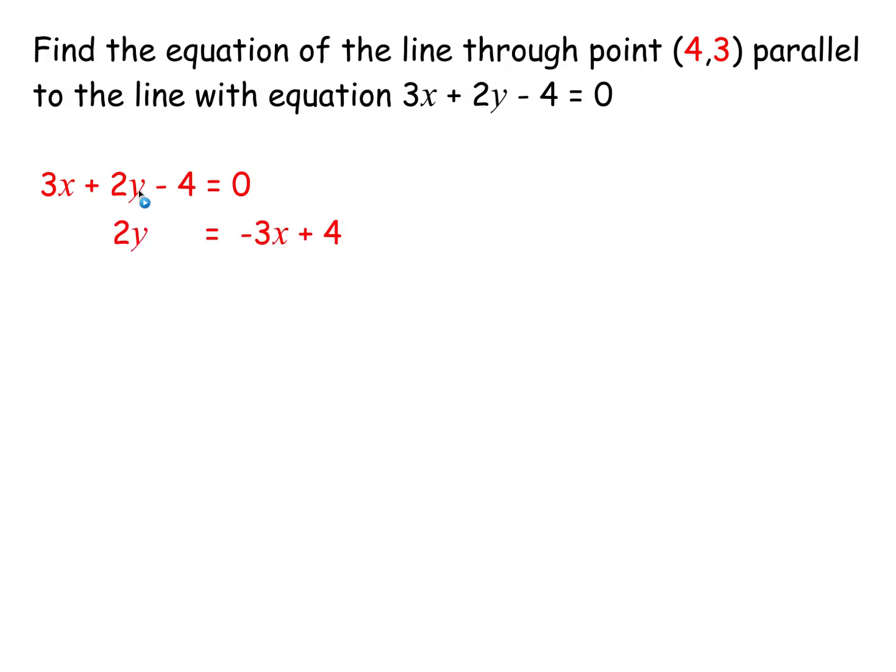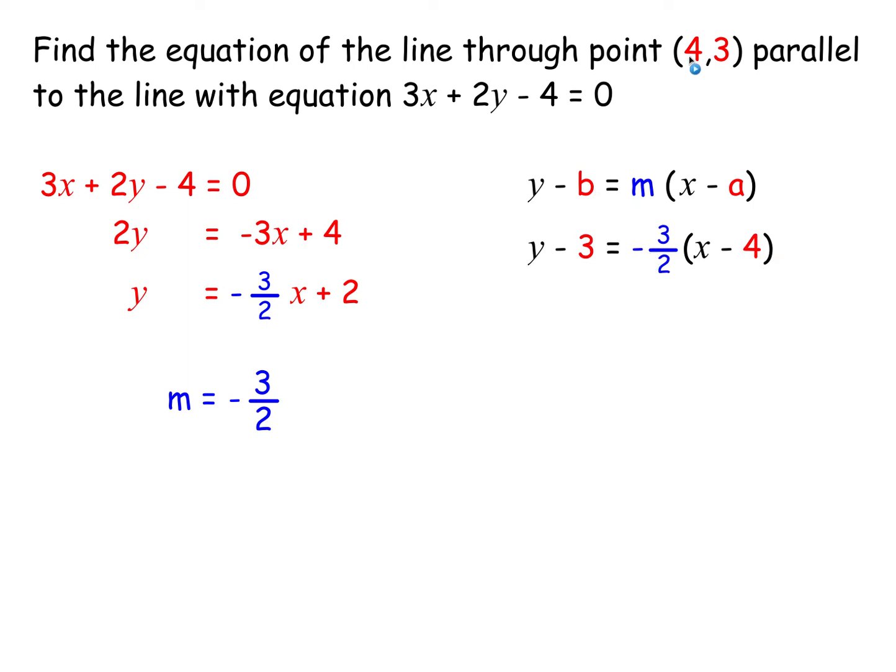So I take that equation, rearrange it to the form y equals mx plus c, and there's the gradient. So notice 3x and the minus 4 went over to the other side and I divided through by 2. That's the form y equals mx plus c, and there's the gradient, negative 3/2. So this other line through 4, 3 has gradient negative 3/2 and it passes through 4, 3. There's a general equation. The gradient's negative 3/2 and it passes through 4, 3. A is 4, B is 3. X coordinate 4 goes with the x. Y coordinate 3 goes with the y.